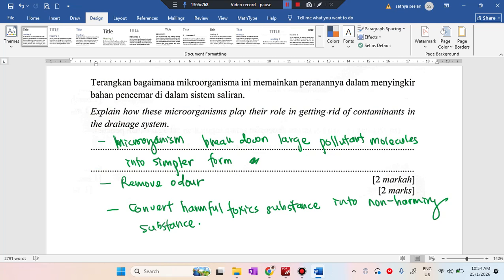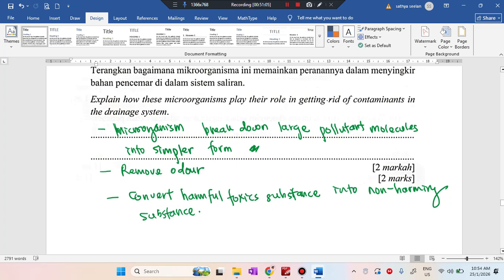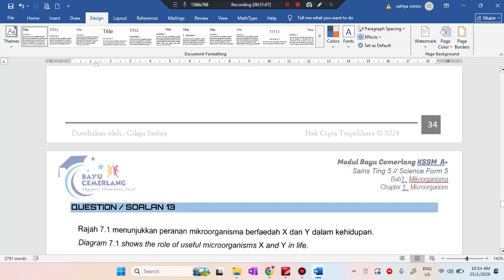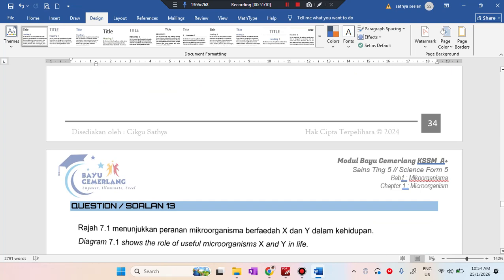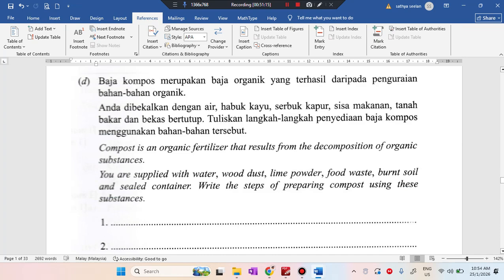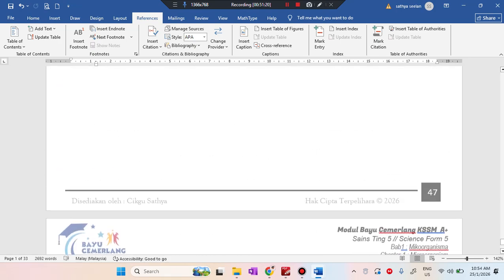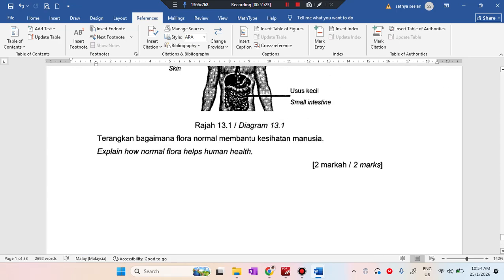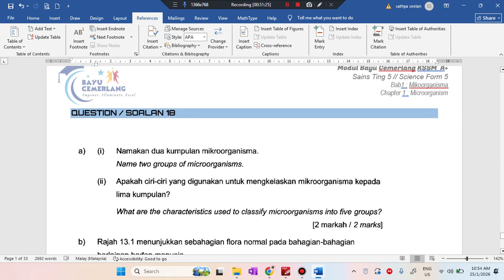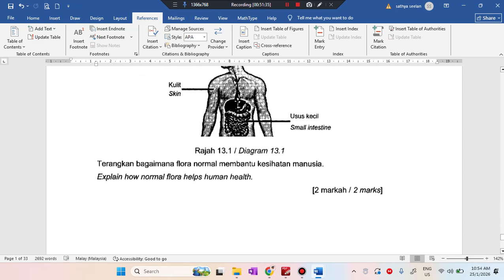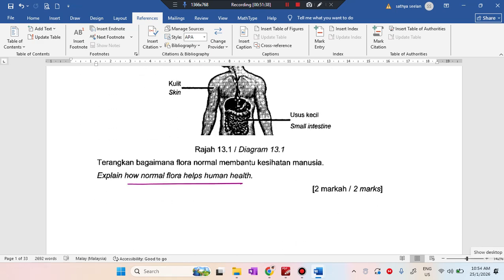Okay, I think before we proceed to the next one, I want you to try this question. This essay question, all short ones. Question 18, you can write there. What are the two groups of microorganisms? All basic questions only. What are the characteristics we use to classify? And then explain how normal flora help human health.